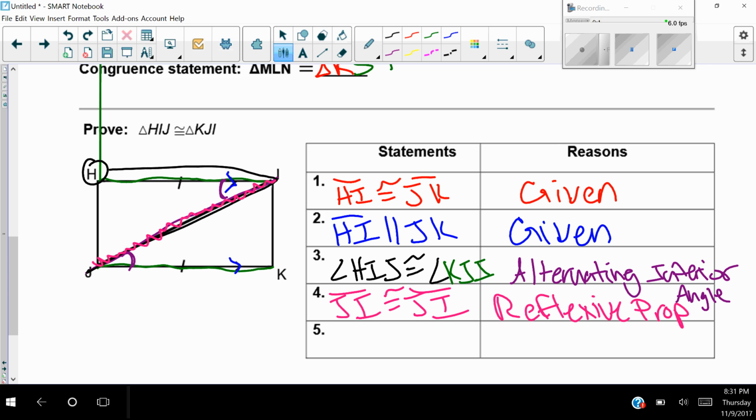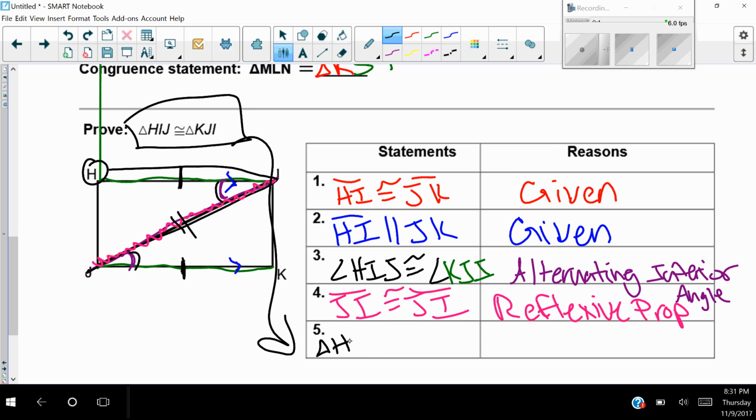And so now I have, let me use my thing. I have this side is congruent to this side. This angle is congruent to this angle. And now I have this side is congruent to itself. So I know these two triangles, and I have to write it just like what I'm trying to prove. I have to just write it in there. Triangle HIJ is congruent to triangle KJI. And I know this because of side, angle, side postulate.